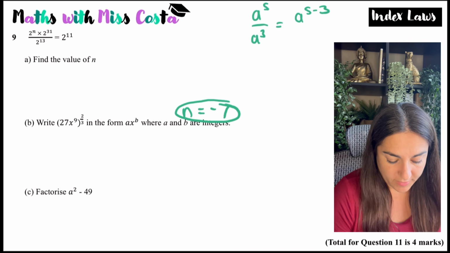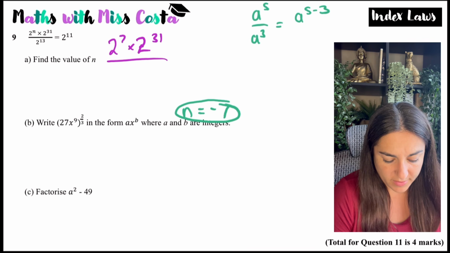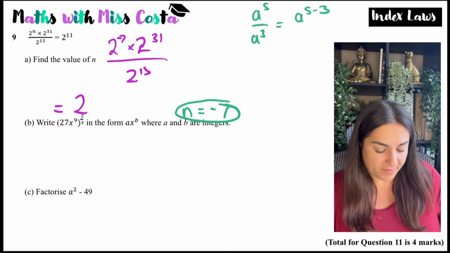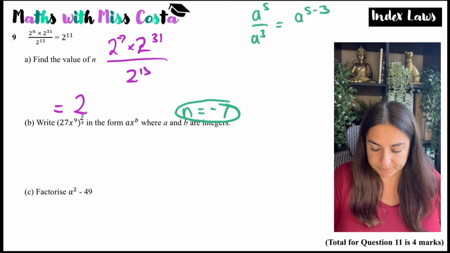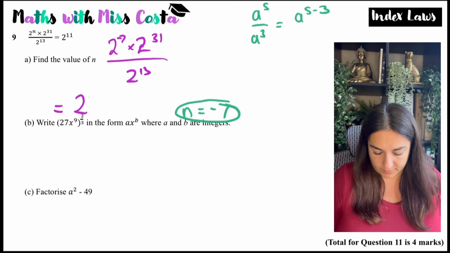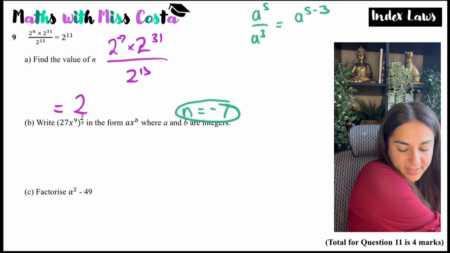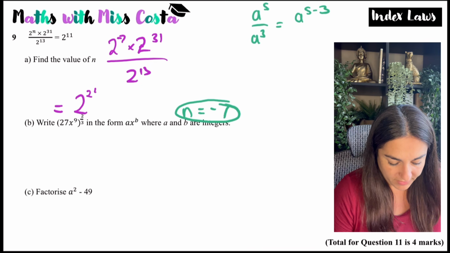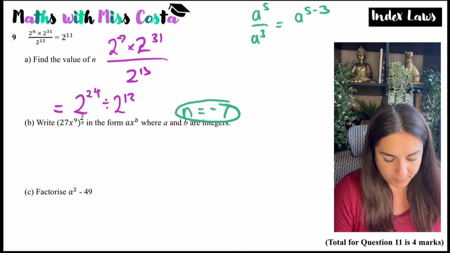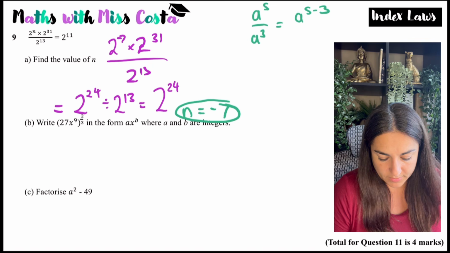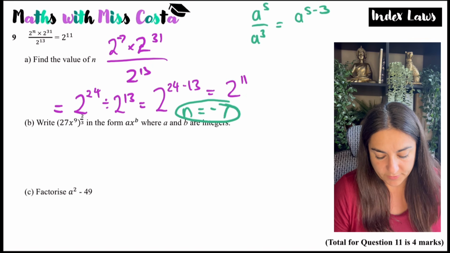So I know that 2 to the power 7 times 2 to the power 31 over 2 to the power 13 is going to simplify to 2 to the power, oh, sorry, it's minus 7. So minus 7 plus 31. Minus 7 plus 31 is 24. So that's going to give me 2 to the power of 24 divided by 2 to the power of 13. And 24 take away 13 is going to give me 2 to the power of 11.